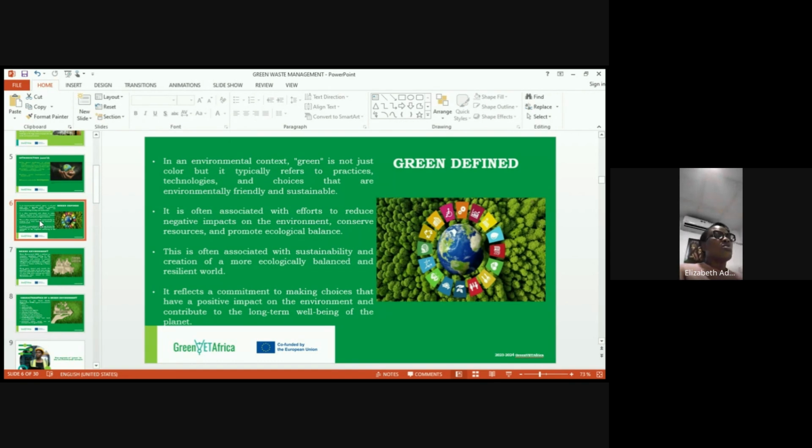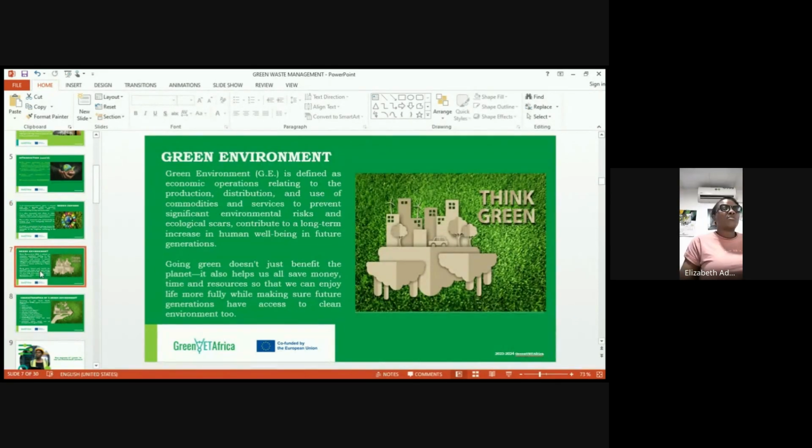So this also reflects commitment to making choices that have a positive impact on the environment and also contribute to the long-term well-being of the planet. So these are all what I've been able to summarize, that yes, we are looking for a way to restore the environment to a more pristine and sustainable one, and to ensure that all of us in this environment are not adversely impacted as a result of our activities on our environment.